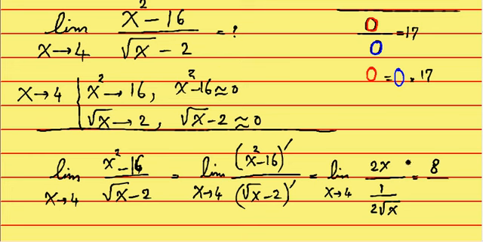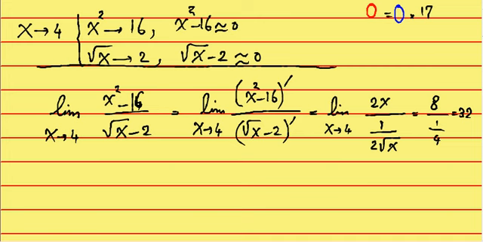Here this numerator, when x comes close to 4, is an 8, and the denominator is going to become the square root of 4, which is 2, so this is going to be 2 times 2, which is 4, and it all boils down to 32. As opposed to doing what?